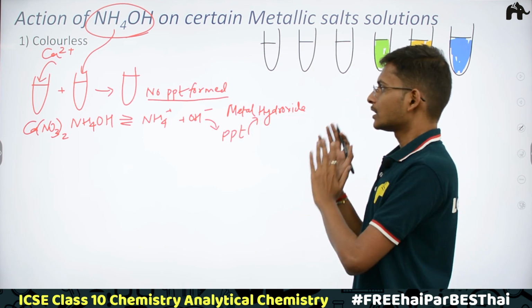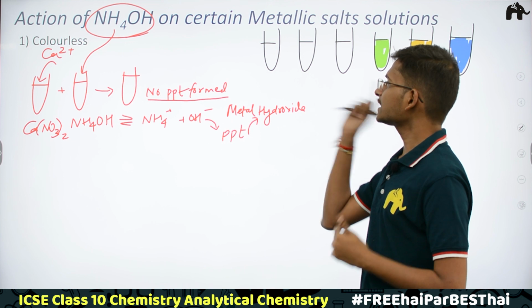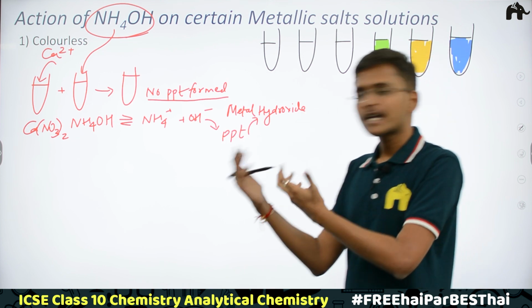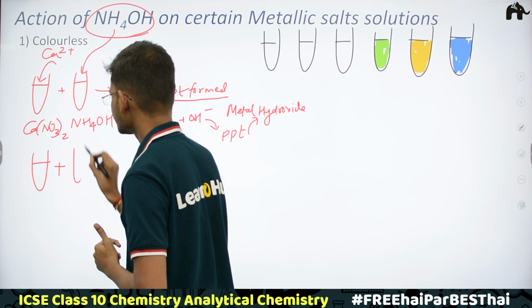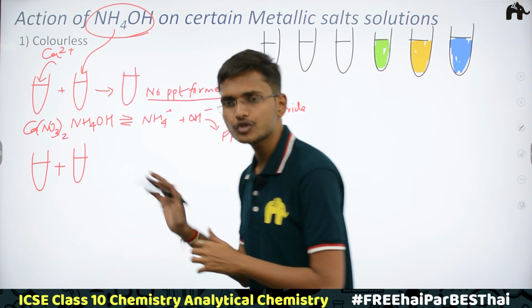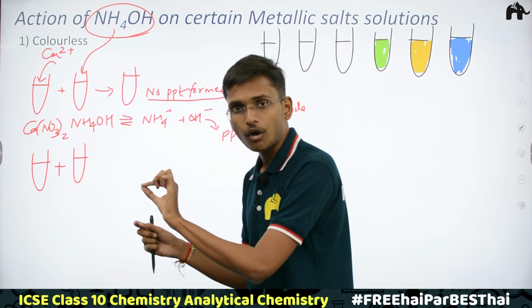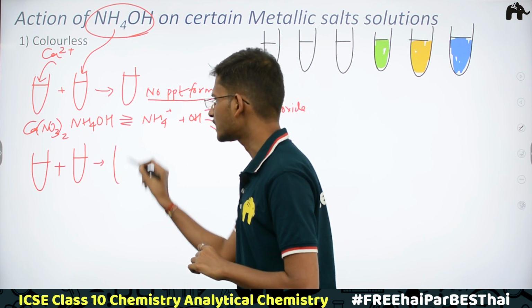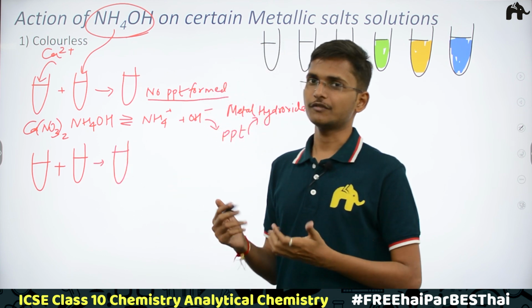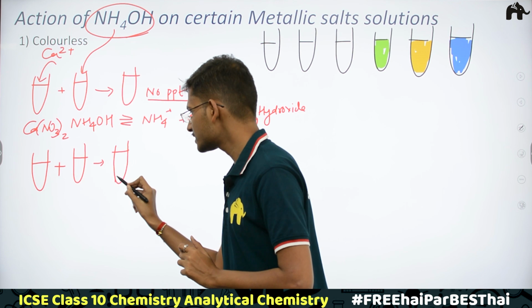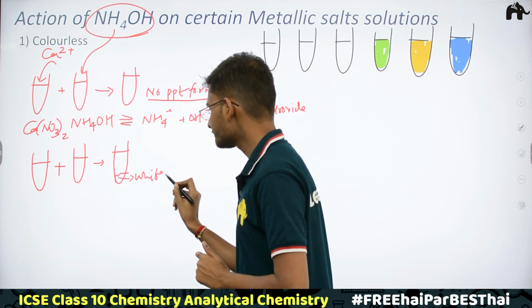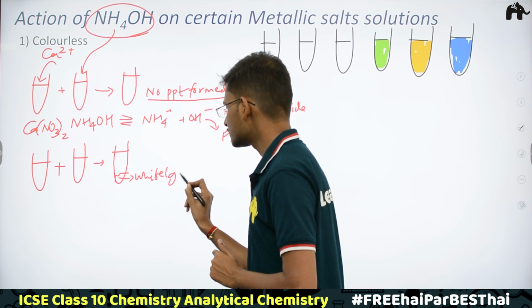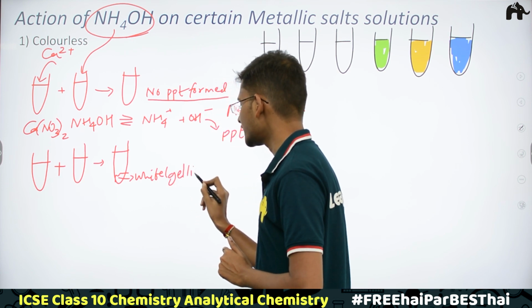Now moving to the next colorless metallic salt solution. Again, I'm doing the same thing. I'm going to add colorless NH4OH solution drop by drop, and what I'm getting is a colorless solution. But now we are getting some magic. Yes, we are getting a precipitate here, and this precipitate is of white color and it is gelatinous, gel-like.